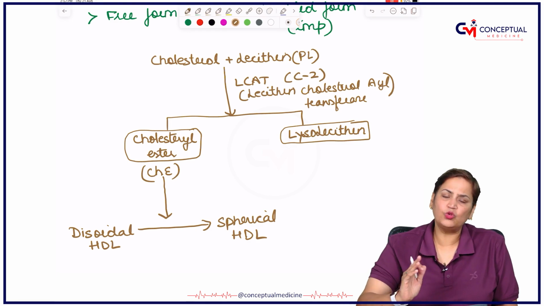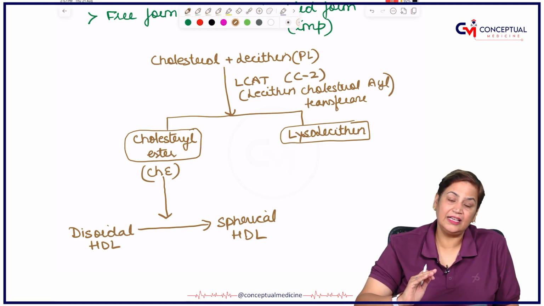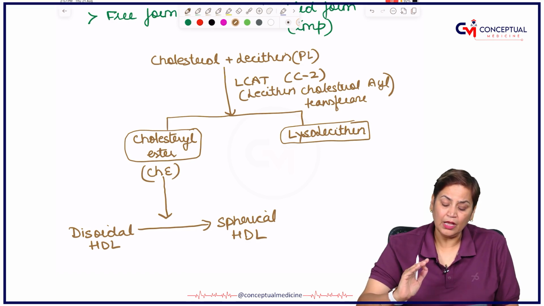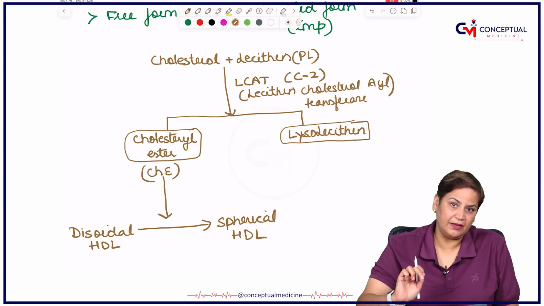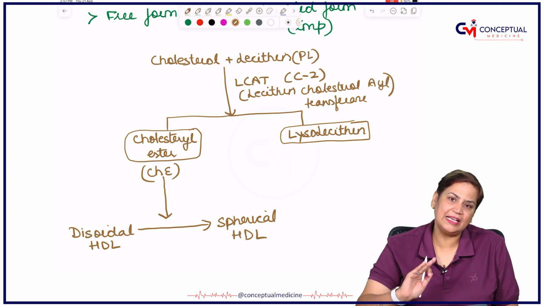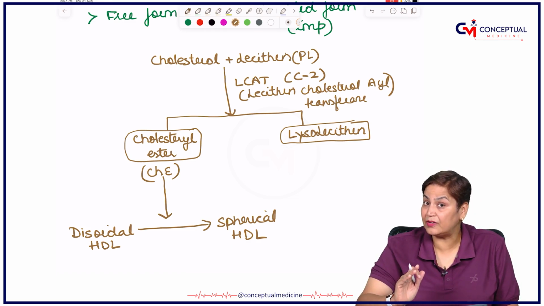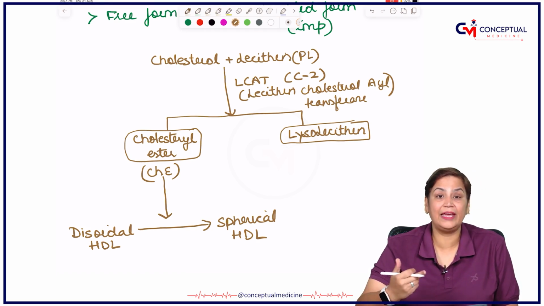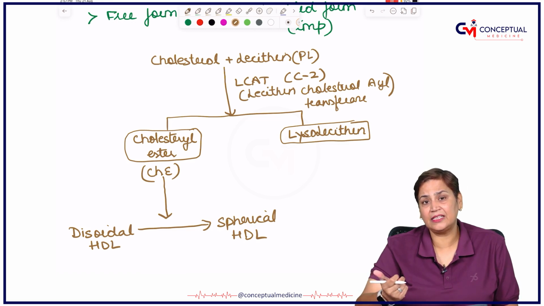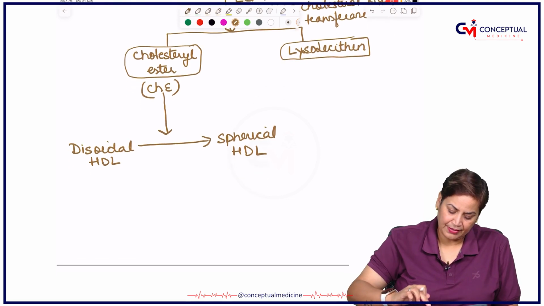Okay. Now there are two parallel enzymes also. One is LCAT, the other is ACAT. LCAT is lecithin cholesterol acyltransferase, because here the phospholipid is lecithin. ACAT is acyl-CoA cholesterol acyltransferase. And what is the basic difference? The basic difference is LCAT is associated with HDL and ACAT is associated with the adipose tissue. Okay. So this is the basic difference.